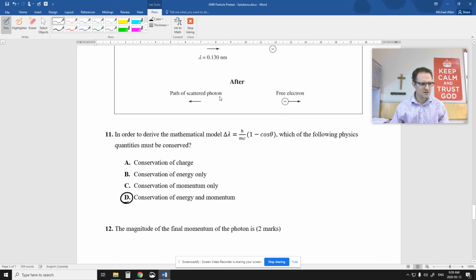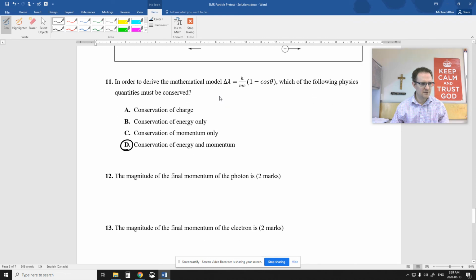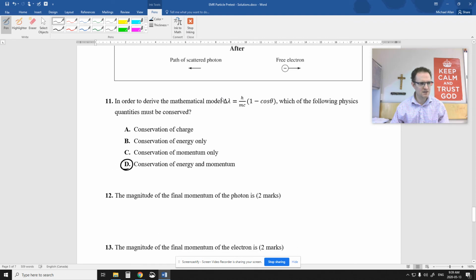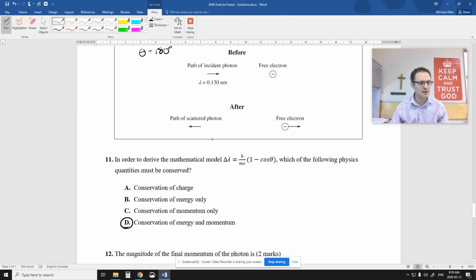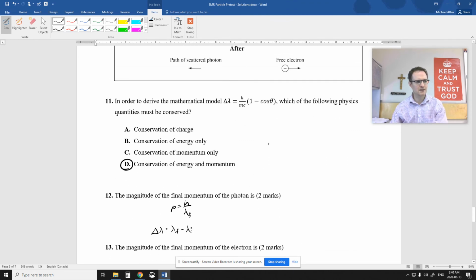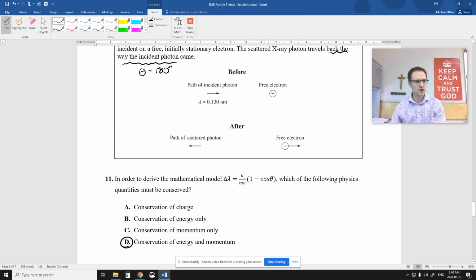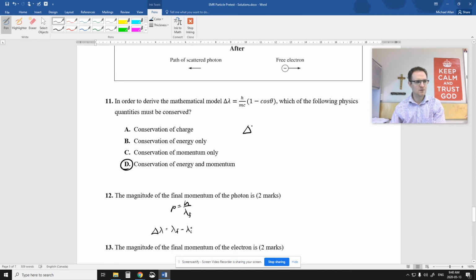Okay. So find the final momentum of the photon. Remember, photon momentum is P equals h over lambda. To find the final momentum, I'm going to have to find the final wavelength. So I have to find the change in the wavelength, because that's going to be final minus initial. Then just add the initial wavelength over, and they give you the initial wavelength here, 0.13 nanometers. So I'm going to use this formula up here to determine, it's hitting an electron, okay, the change in the wavelength.